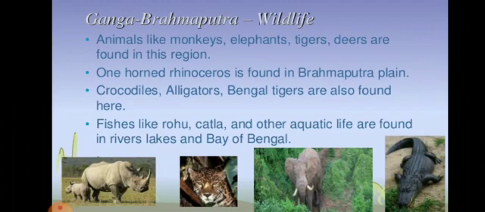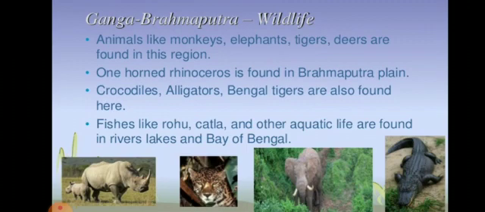Now, wildlife is also very interesting. There is a variety of animals found in the basin like elephant, tiger, deer and monkeys. The one-horned rhinoceros is found in the Brahmaputra plain. Apart from that, Bengal tiger is found in Sundarban Delta. Sundarban Delta is the home of Bengal tiger. Then we have alligators, crocodiles are also found in the deltic region.